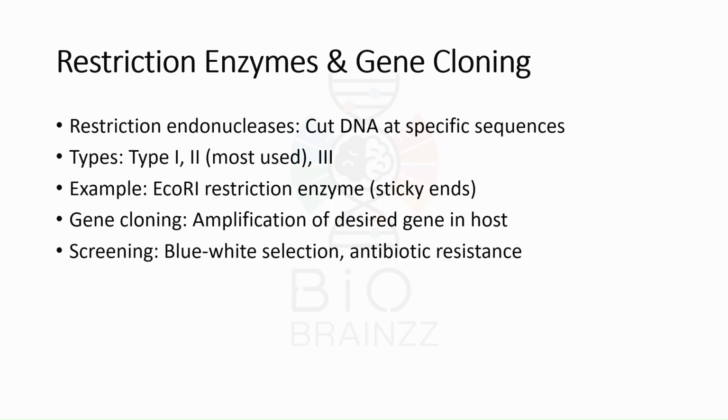Gene cloning involves inserting a desired gene into a suitable vector and introducing it into a host cell for replication. Screening methods such as blue-white screening selection and antibiotic-resistance markers are widely used to identify successful clones. This process is fundamental to genetic engineering and enables large-scale production of specific DNA sequences.